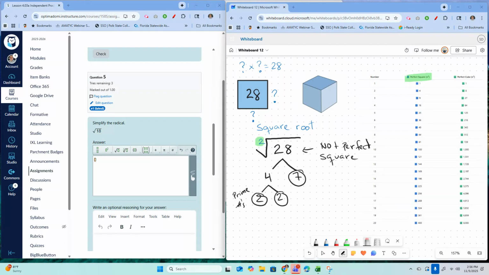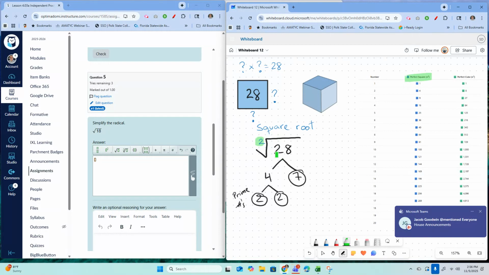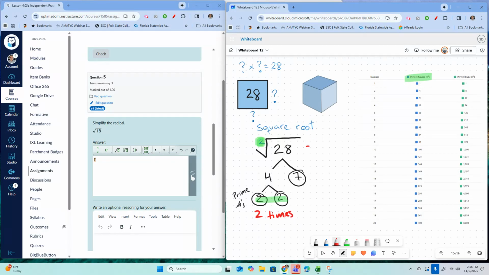And now we are ready to do the square root of 28, that is not perfect, the following way. The index 2 means that you want a number. Look at the numbers that are circled. You're looking for a number repeated 2 times. And I hope you notice the 2 is repeated 2 times. So that's why my answer, I'm going to put 2, because the 2 is repeated 2 times.